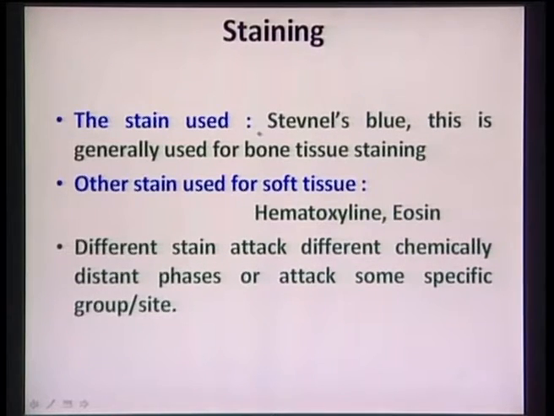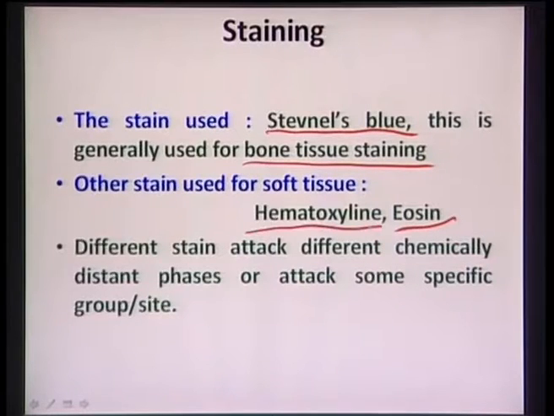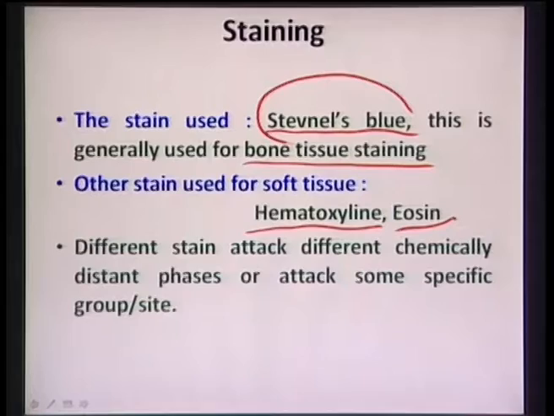Typically, the stain widely used in this histopathological investigation is Stevenel's blue. Stevenel's blue is generally used mostly for bone tissue staining, and the other stain, used for soft tissue, is eosin and hematoxylin. Soft tissues are different tissues, not hard tissues or bone cells. For bone tissue engineering, it is always Stevenel's blue that is widely used.